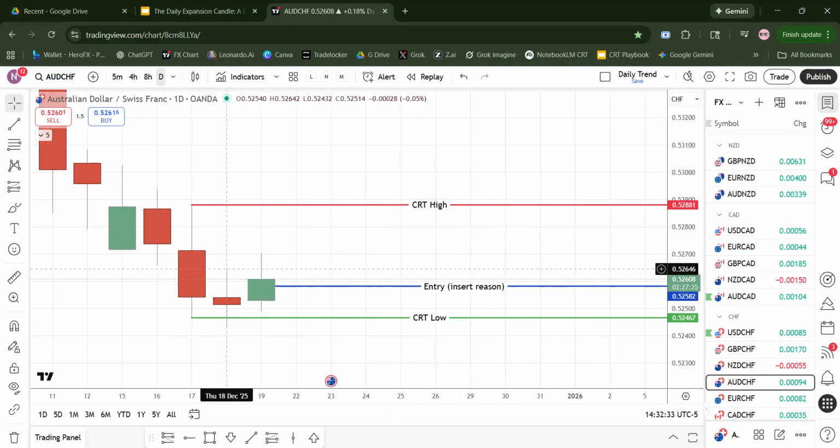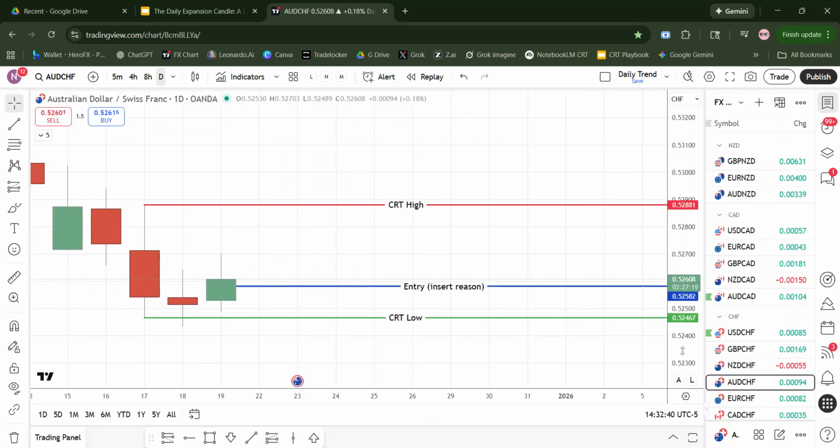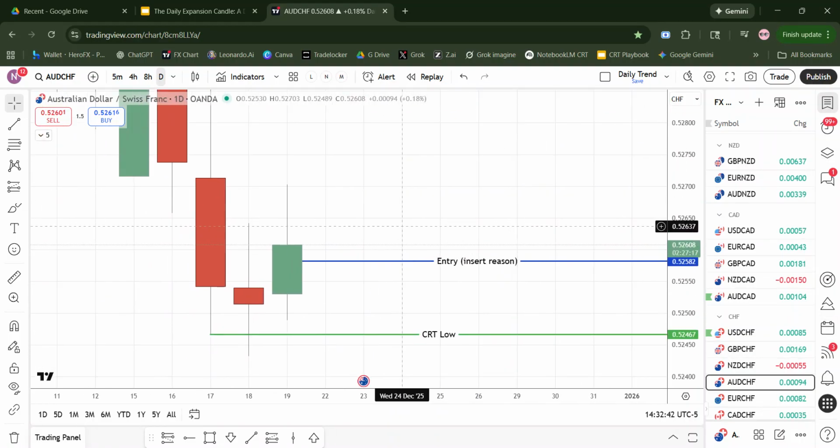Okay, this was the high. This was, what was this, Wednesday, Thursday, and then today is Friday. Now, number two as well, the Swiss pairs aren't the best pairs for this. They're not the most volatile. They have a low average daily range.